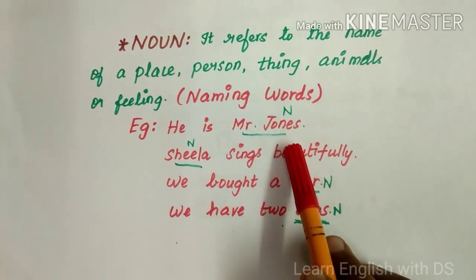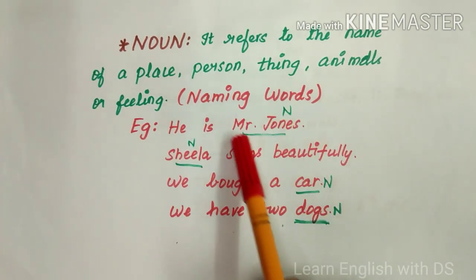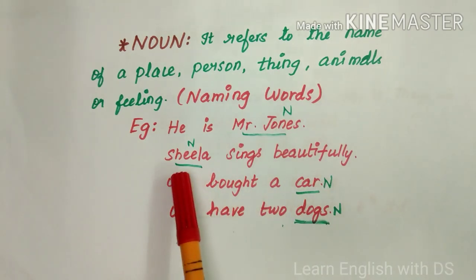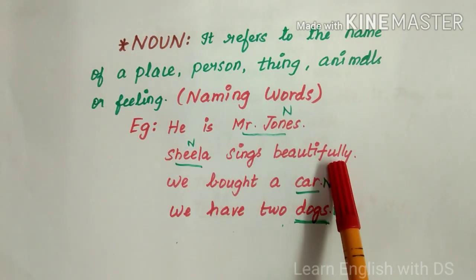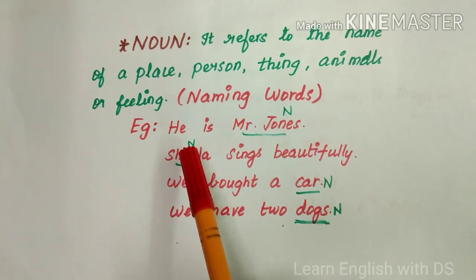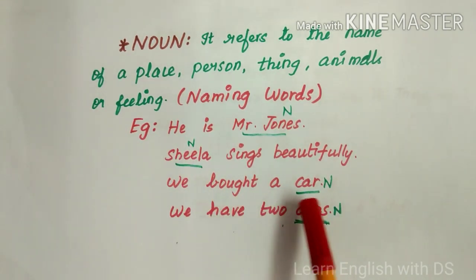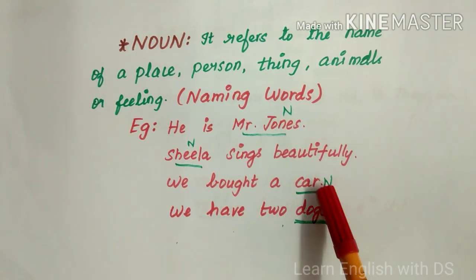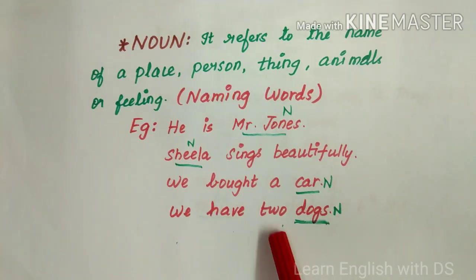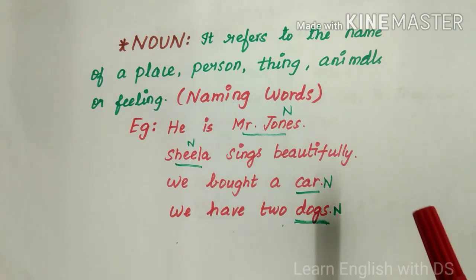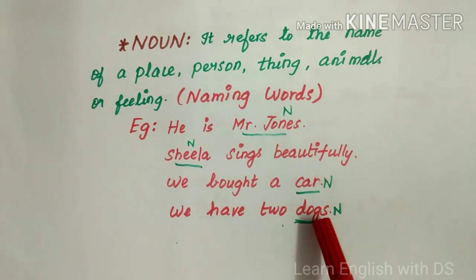He is Mr. Jones. In this sentence, Mr. Jones is the name of a person. That's why it is a noun. Next sentence. Sheila sings beautifully. In this sentence, Sheila refers to the name of a girl. That's why it is a noun. We bought a car. In this sentence, car refers to the name of a thing. That's why it is a noun. We have 2 dogs. In this sentence, dogs refers to the name of an animal. That's why dogs are naming words and come under the category noun.